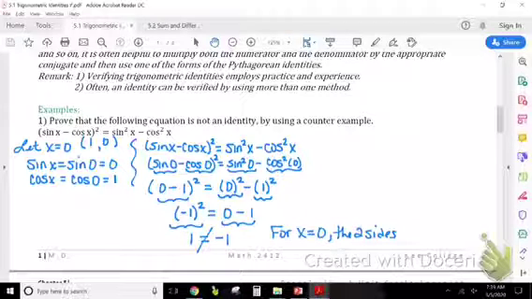All right, so what I was writing there, it says for x equals 0, the two sides are not equal. I thought you said we were only working on one side or something. Okay, hold on. Therefore, it is not an identity.